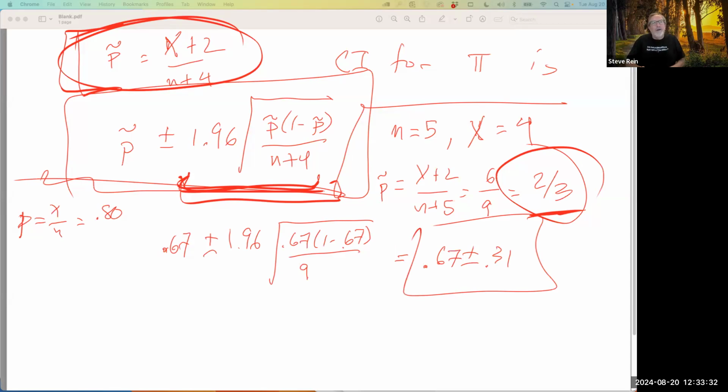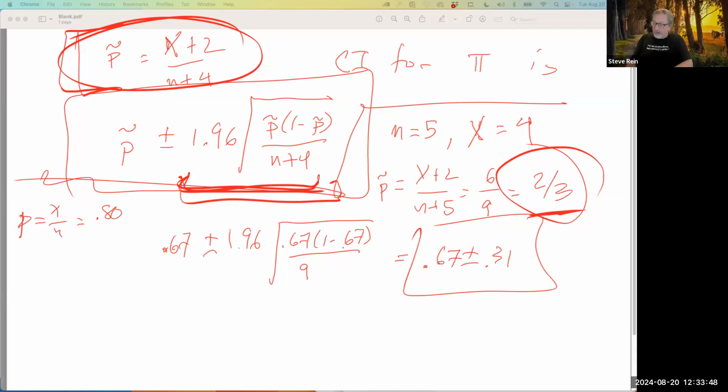That's a really wide range of values. Wouldn't you want a smaller margin of error than plus or minus 31%? You probably would. So we can go ahead and use our trick.